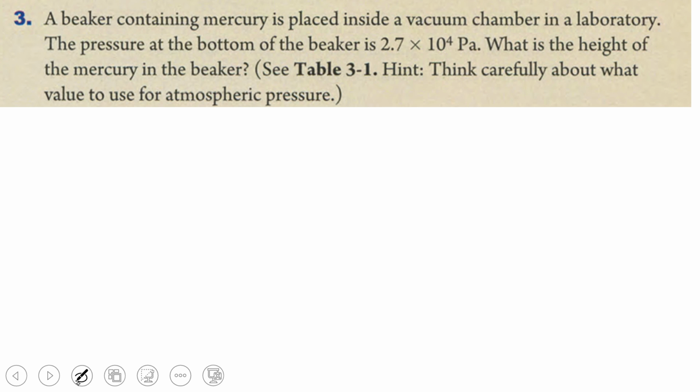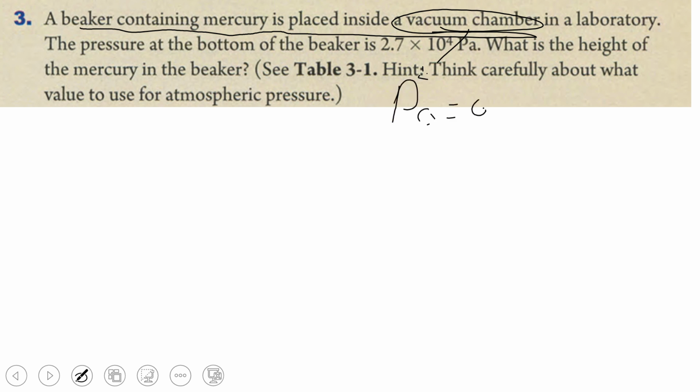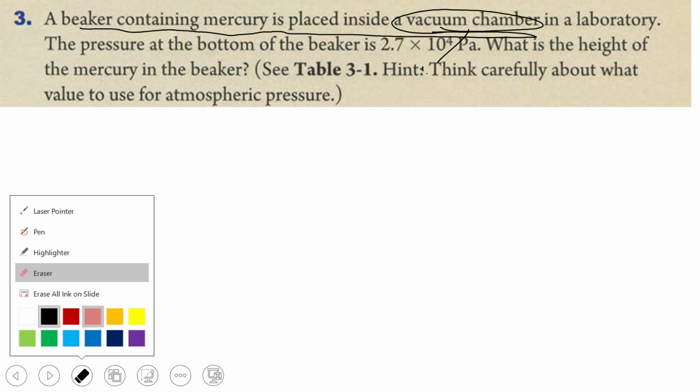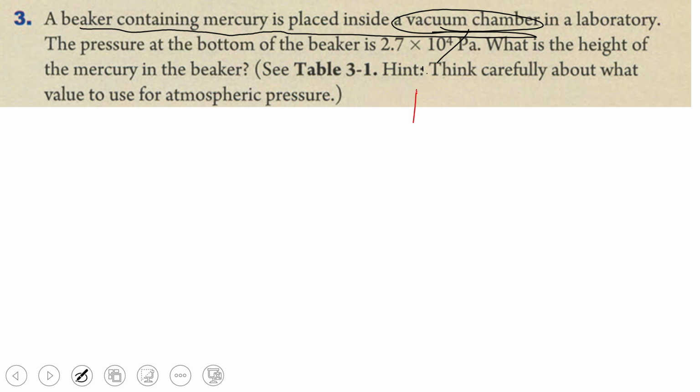Question 3. We have another question. A beaker containing mercury is placed inside a vacuum chamber. Guys, highlight this word for me: vacuum chamber. It means atmospheric pressure is equal to 0.